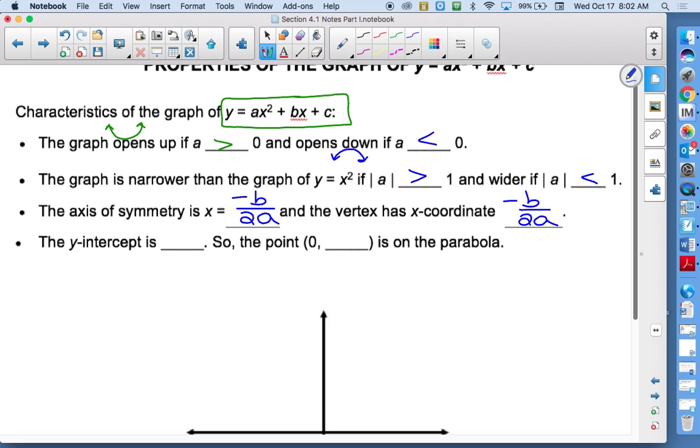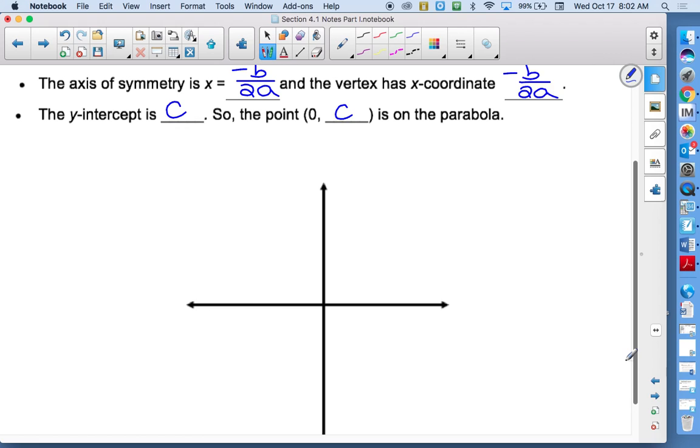The y-intercept is the other number that we haven't used yet. So axis of symmetry uses b and a. The y-intercept is the c value. So each one of those numbers represents something to help us create a parabola. So the point (0, c) would be a point on the graph. That's our y-intercept.